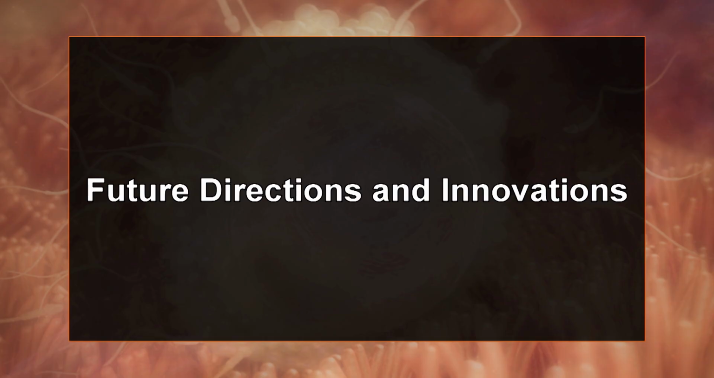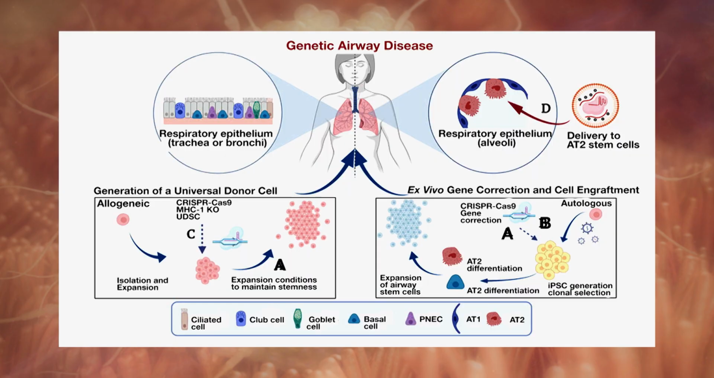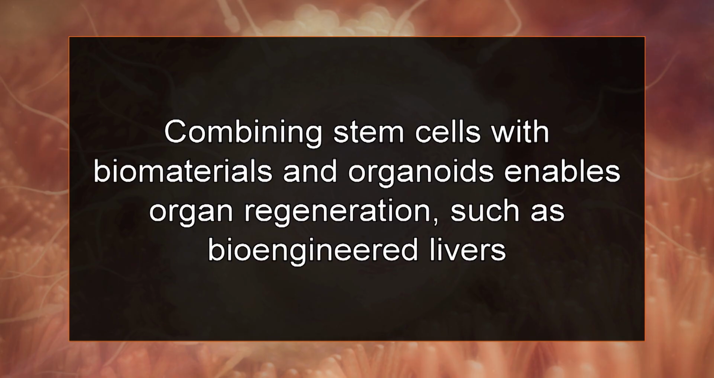Moving on to future directions and innovations. Future stem cell therapies integrate CRISPR-Cas9 genome editing with SCNT to produce gene-corrected embryonic stem cells targeting genetic disorders like cystic fibrosis. Personalized regenerative therapies leverage patient-specific iPSCs or SCNT-derived cells to minimize immune rejection. Combining stem cells with biomaterials and organoids enables organ regeneration, such as bioengineered livers.